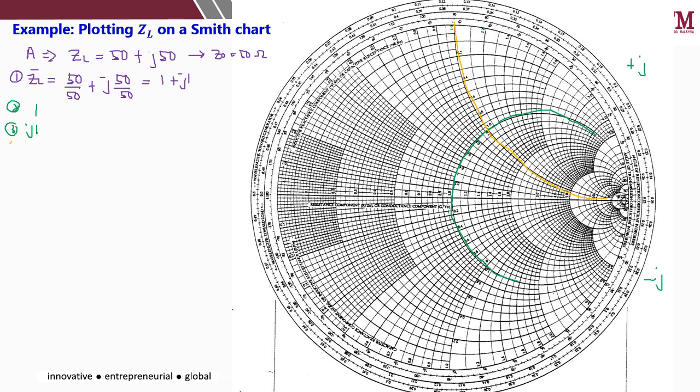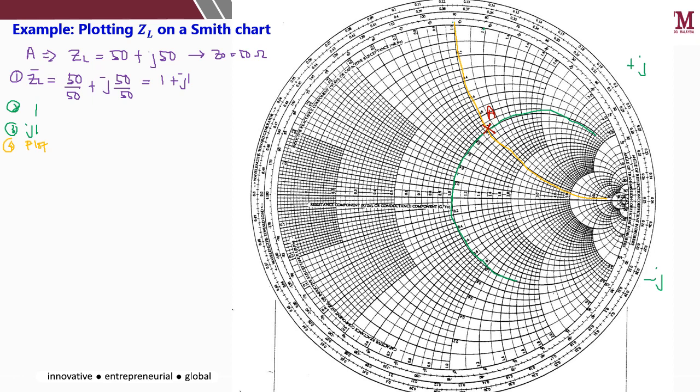So the next step is to plot the cross section between these lines. So the cross section is here. So you can put A. So this is where the ZL lies on the Smith chart.